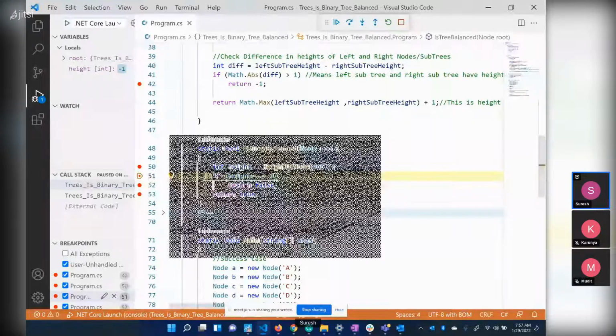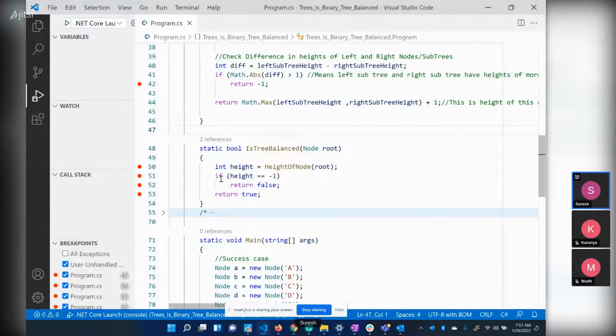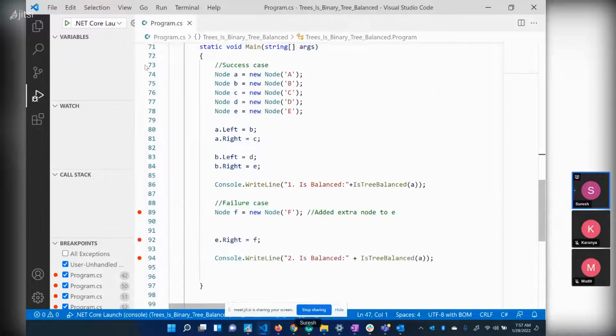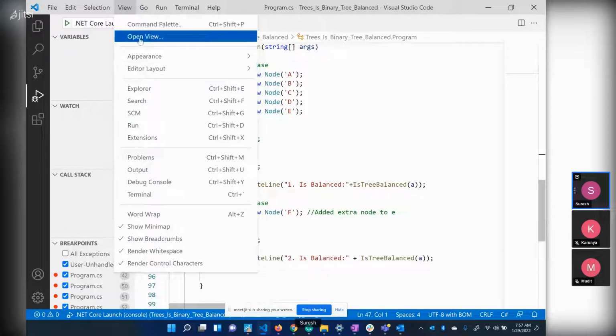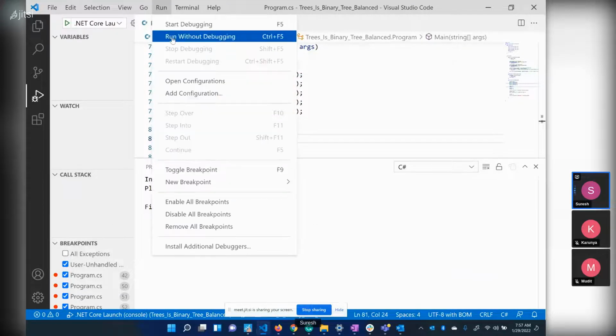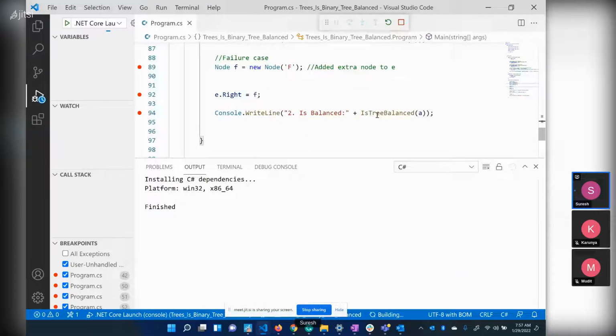Okay, oh, what happened? Okay, we are returning false. Yeah, I think it crashed. But you understand the whole point, right? If I show you the output, it just crashed, so I may need to run again. Without debugging, it will return true for the first one, and it will return false for the second one. That's it.